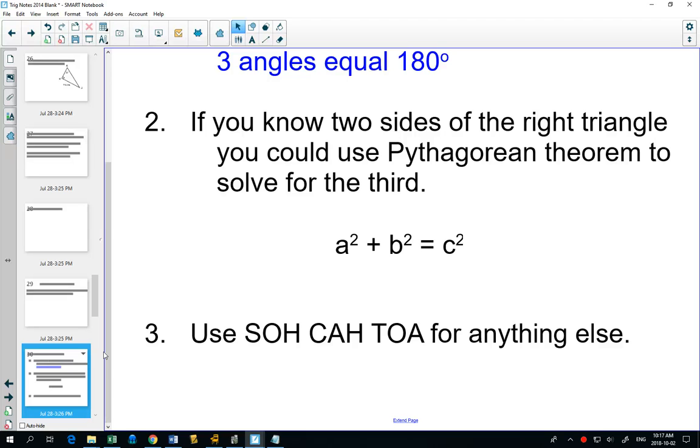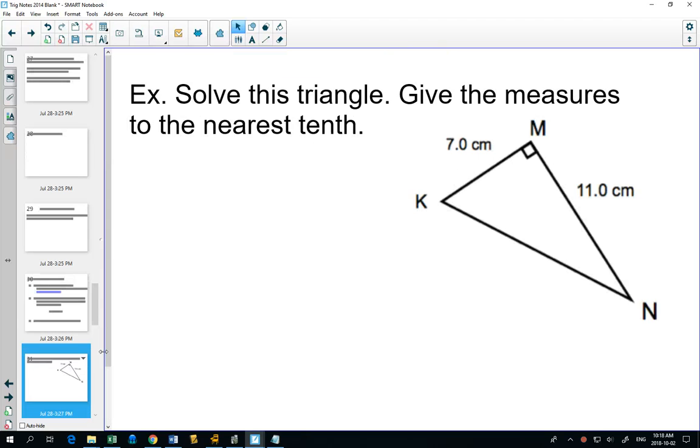So what does that look like in a question? The question says, solve this triangle. And so you have to make a decision what you want to solve for first. We need to find little m. We need to find angle n. And we need to find angle k. Those are the three things we need to solve for this triangle.